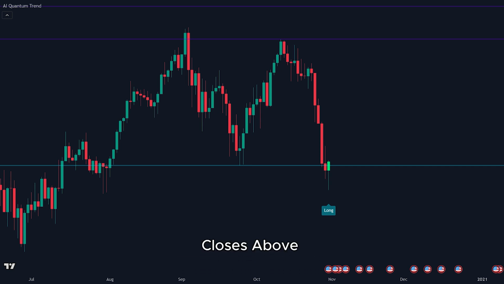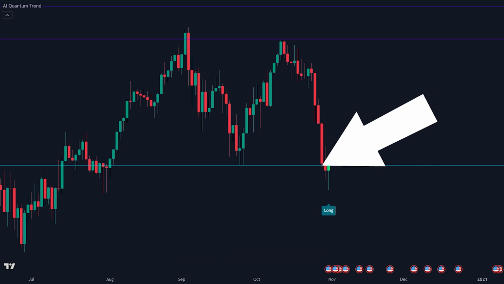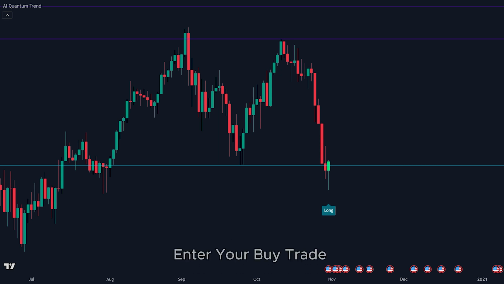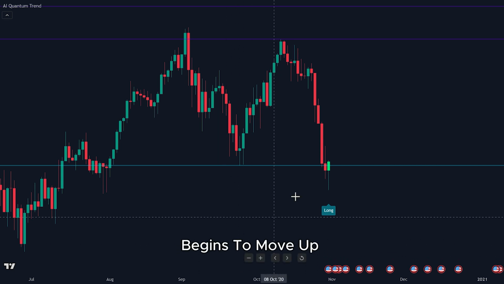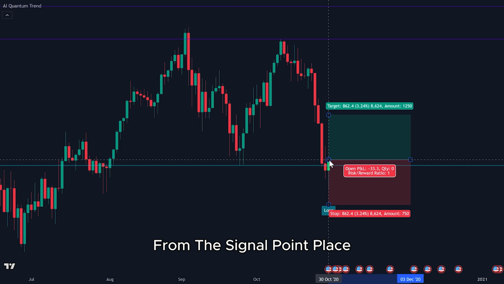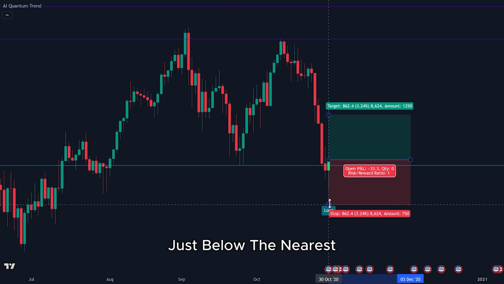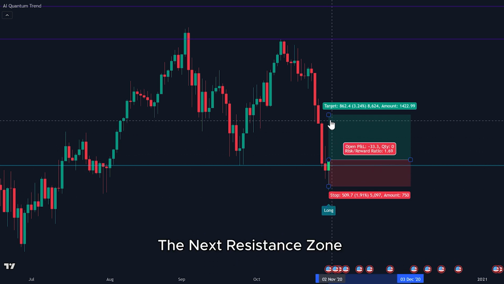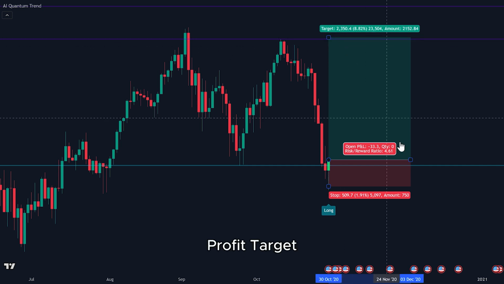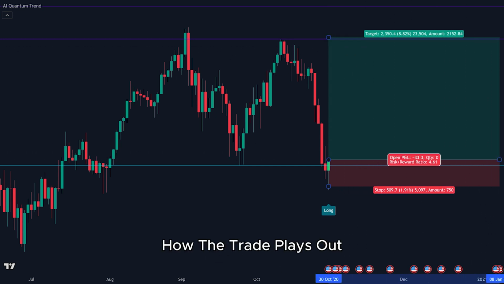Check that the price closes above the support zones. If these conditions are met, enter your buy trade as the price begins to move up from the signal point. Place your stop loss just below the nearest support level and use the next resistance zone as your take profit target. You can see how the trade plays out.